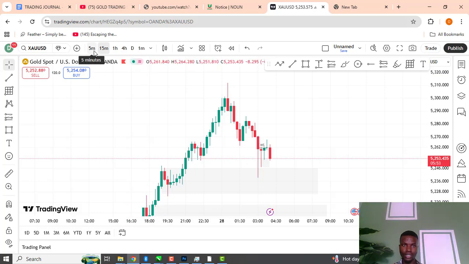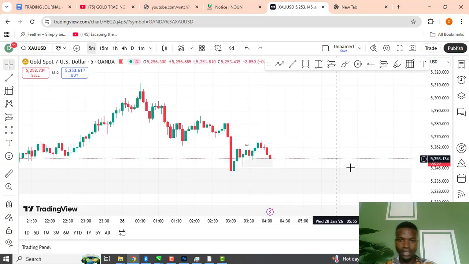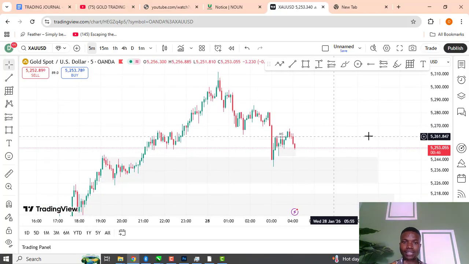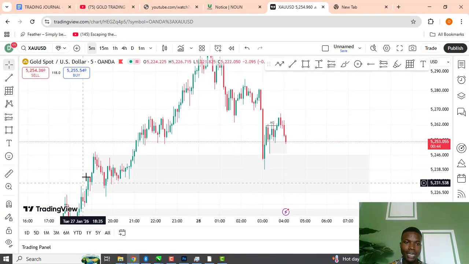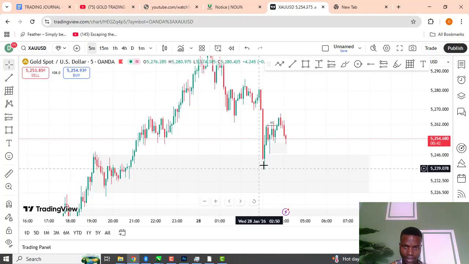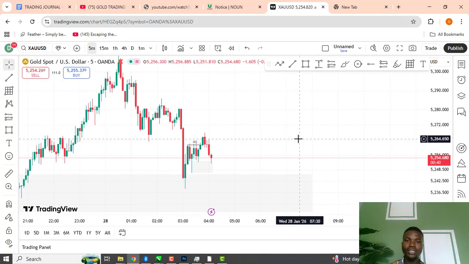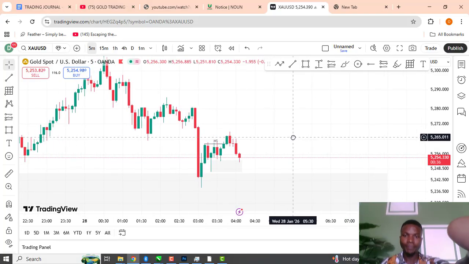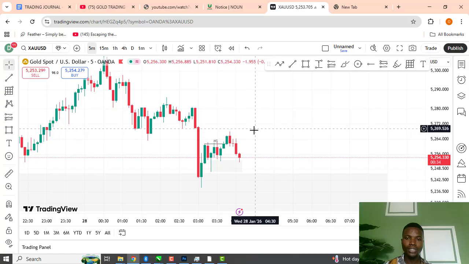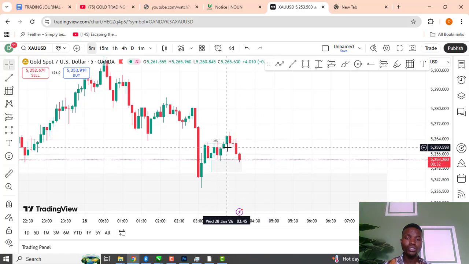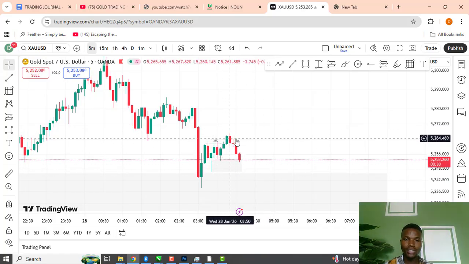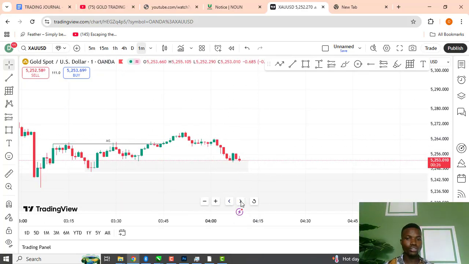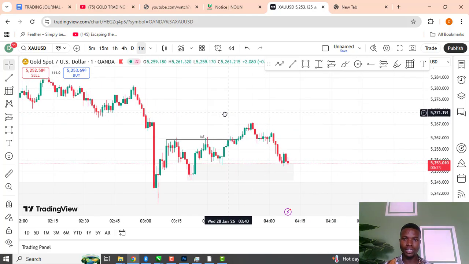So let me go down to the 5 minutes and see what is actually going on right there. Okay, so we can see right here that market has retested this zone already. It has retested this zone, but the confirmation that we need before we enter the trade is for us to see the clear trend of this range right there. So I'm going to go down to the 1 minute just to see the clear trend.